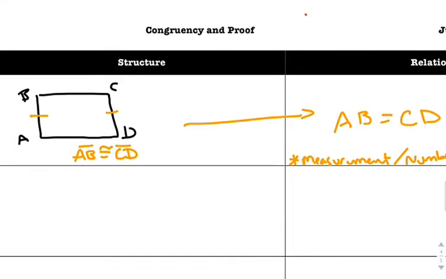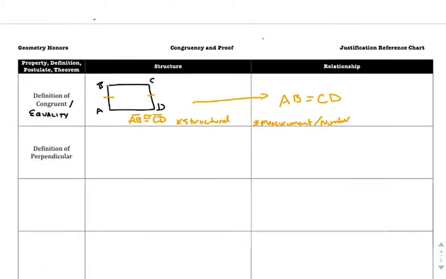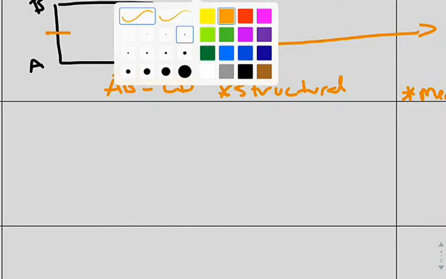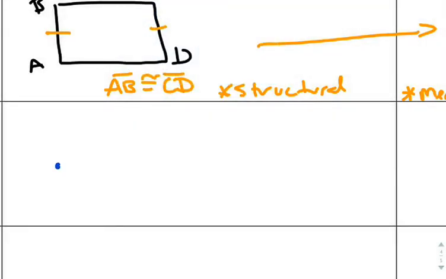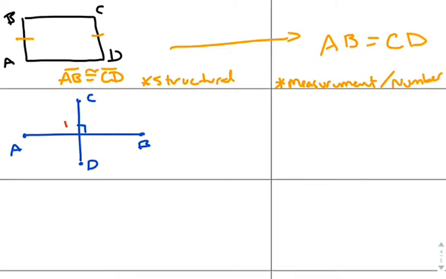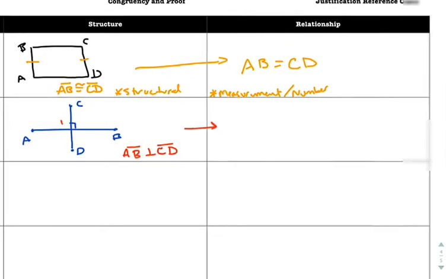So it refers to measurement, the number. Well, over here, this is purely structural. Oh, right. Definition of perpendicular. So let's draw in some perpendicular lines here. Let's say I have this line that comes across. We'll call it AB. And let's say we have CD crossing it at a 90-degree angle. And so we have this angle, actually we have four, but I'm just going to focus on one. So we can say that AB is perpendicular to CD. If that's true, we know that angle 1 is a right angle.